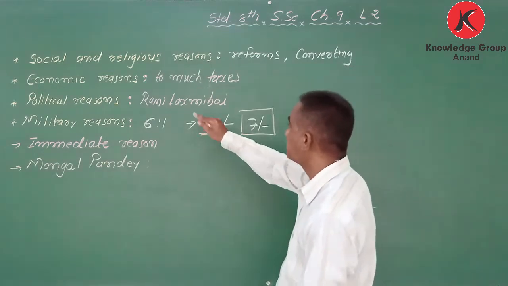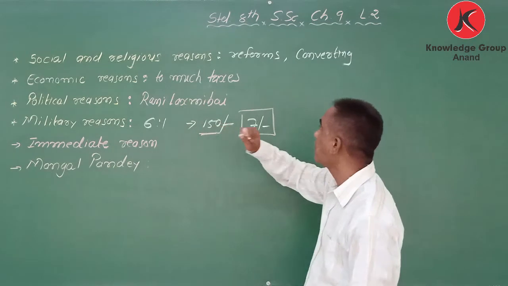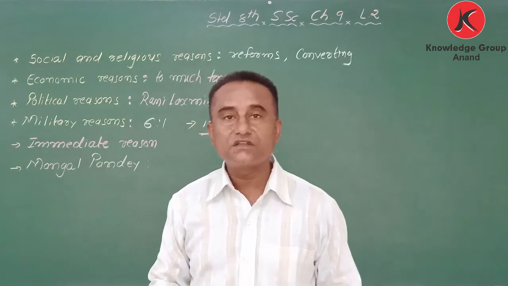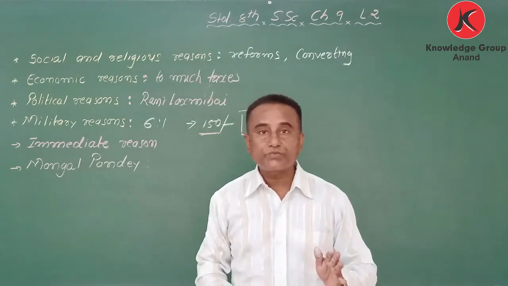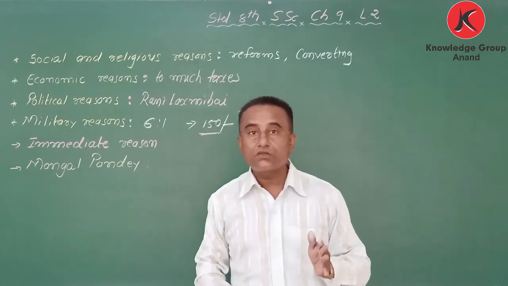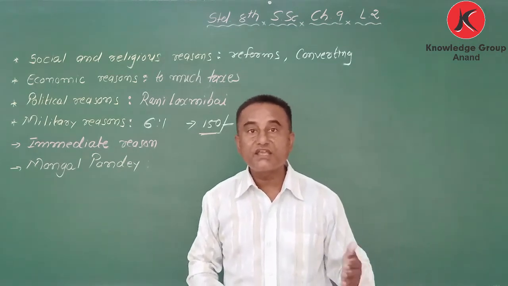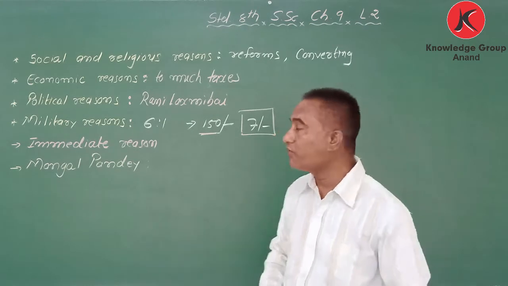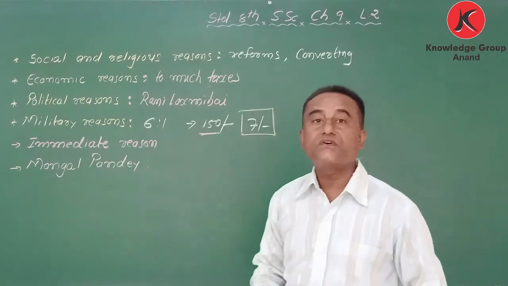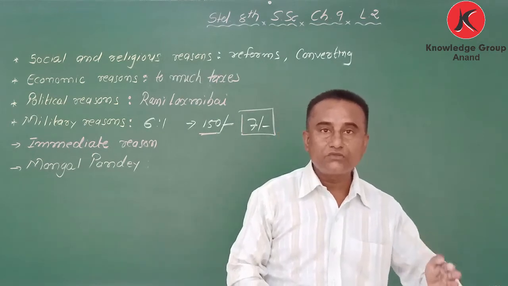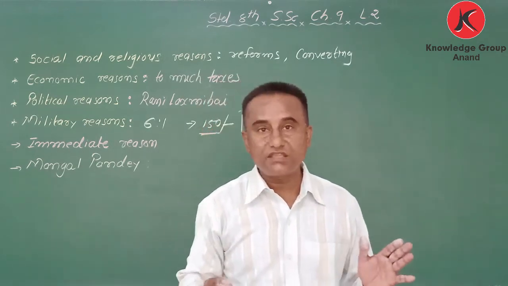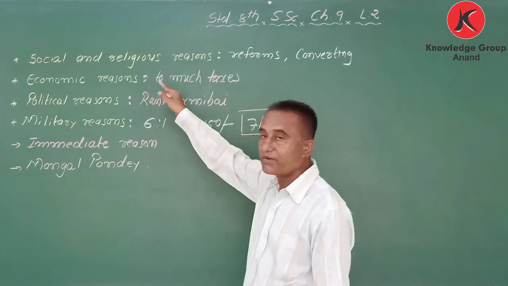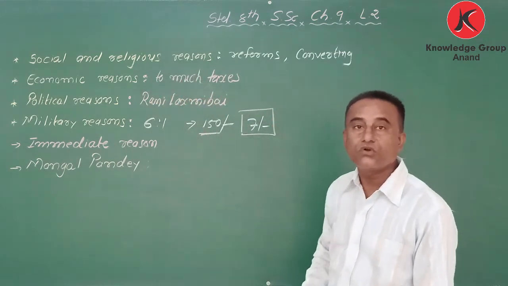Here, remember only two things for social and religious reasons. Remember the reforms made by the Britishers, which the Orthodox people were not ready to accept. They thought that they were going to ruin their Indian culture and their religion. That's why they were not ready to accept them, and that's why they joined the revolt. The second one is about converting Hindu people from Hinduism to Christianity. So these were the two main things we have to remember for the social and religious reasons.